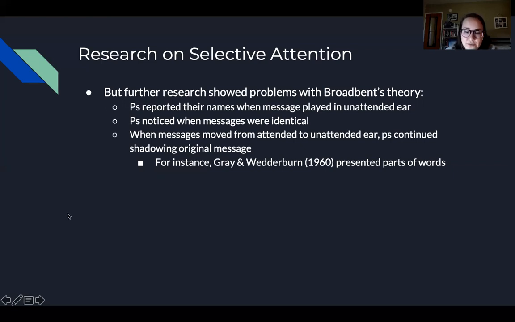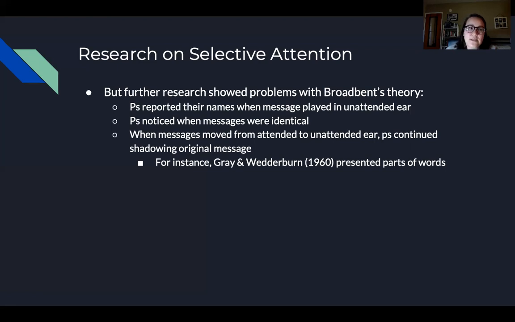Also, people continued shadowing a message when it went from the attended ear to the unattended ear. So even though they were supposed to ignore it, they still ended up continuing to verbally follow it. And so it seems that people do process some aspects of the unattended message that they hear, and that this process seems to be meaning-based.